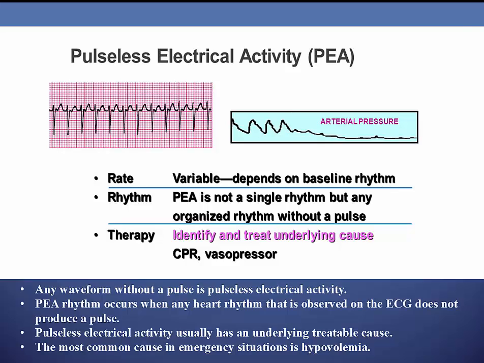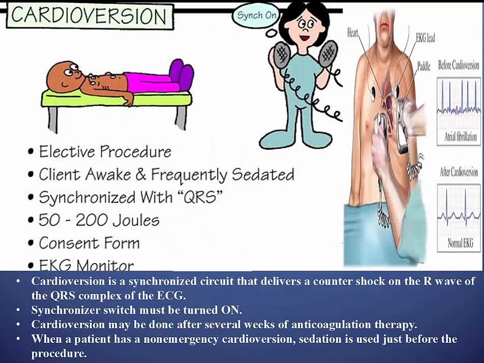PEA usually has an underlying treatable cause, and the most common cause in emergency situations is hypovolemia. Cardioversion is a synchronized circuit that delivers a countershock on the R wave of the QRS complex of the ECG. The synchronizer switch must be turned on.